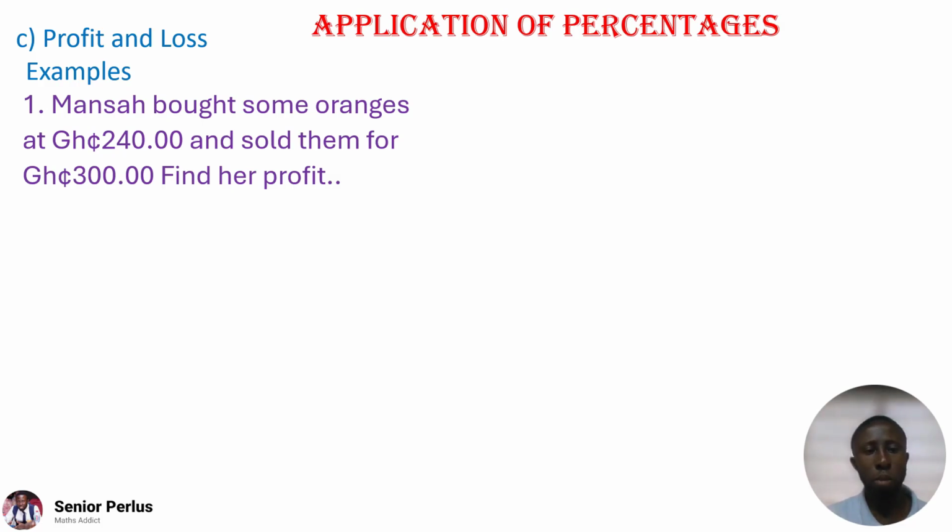Mr. Mensah bought some oranges at 240 Ghana cedi and sold them for 300 Ghana cedi. Find his profit. So the person bought it and then went and sold it. Hey, the person got enough profit too.